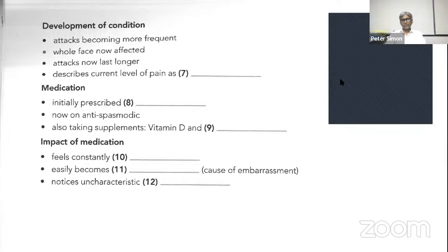Easily becomes dash. Cause of embarrassment. Easily becomes dash. Angry, sleepy. What else? Easily becomes upset. Easily becomes upset. Yeah. Easily becomes irritated. Easily becomes tired. Very good. People are correcting the answers. Very good. Easily becomes confused. Very good, Anita. Easily becomes confused. That's why embarrassment, maybe.